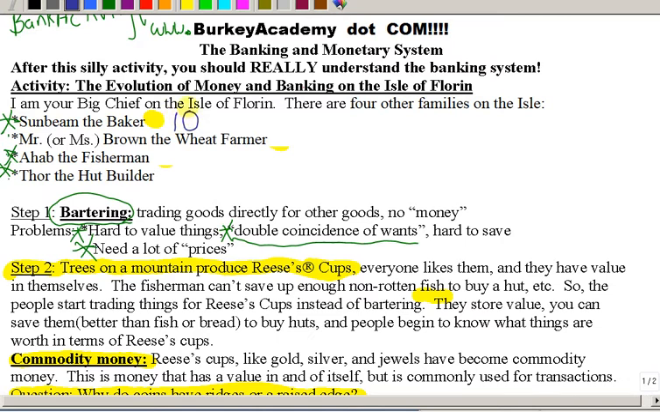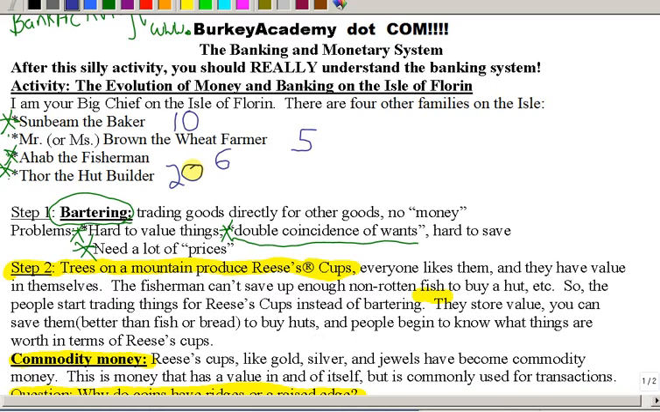of these Reese's Peanut Butter Cups. And the wheat farmer has 5. And Ahab the fisherman has 6. And Thor the hut builder, well, that's not staying on the screen for some reason. 6. Wheat farmer had 5. Well, it looks like my graphics is messing up here. You can probably see multiple of these things here. Let me erase just to clean that up a little bit. And Thor the hut builder maybe has 20. He's a rich guy since he's a home builder.